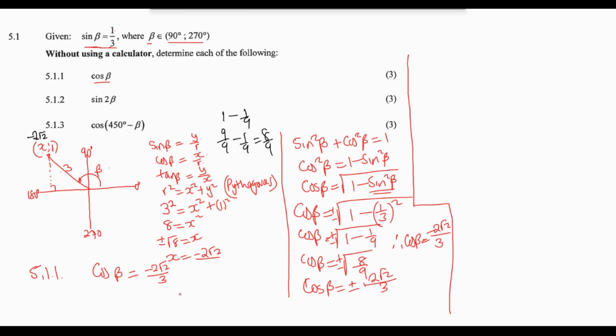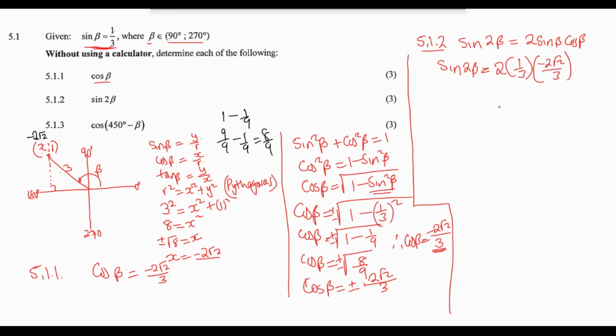Okay, and then let's do question 512. 512 is easy. We're looking for sine 2 beta. This is equal to, according to our double angle formula, 2 sine beta cos beta. We managed to find our cos beta, and we have our sine beta. So sine 2 beta is equal to 2 times 1 over 3, and then times negative 2 root 2 over 3.